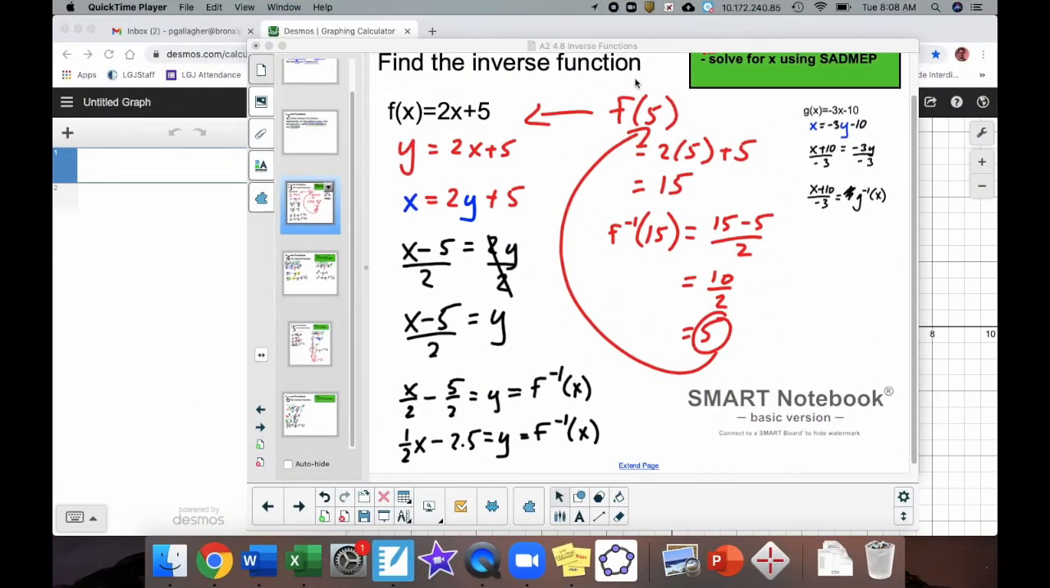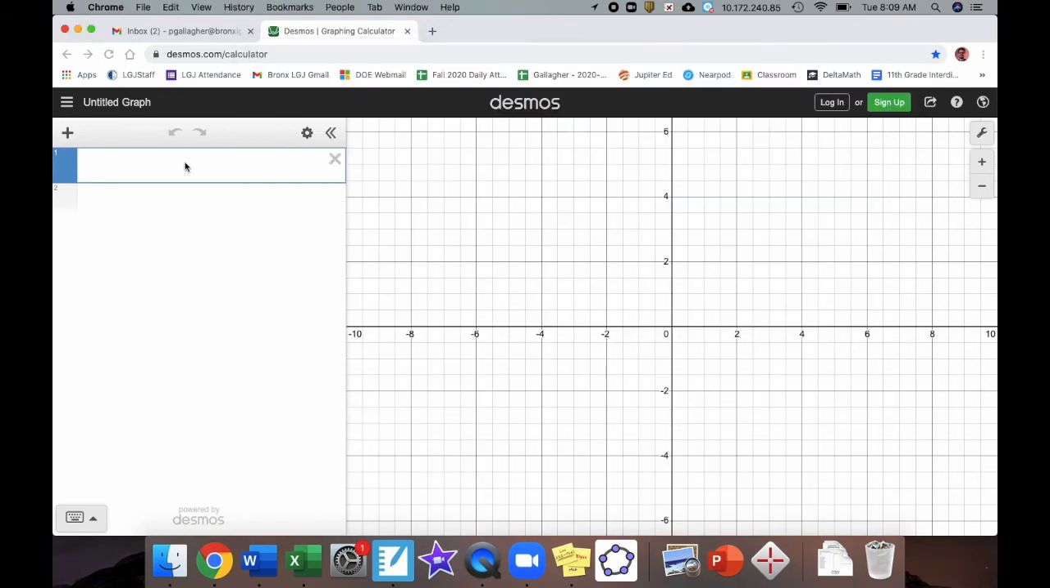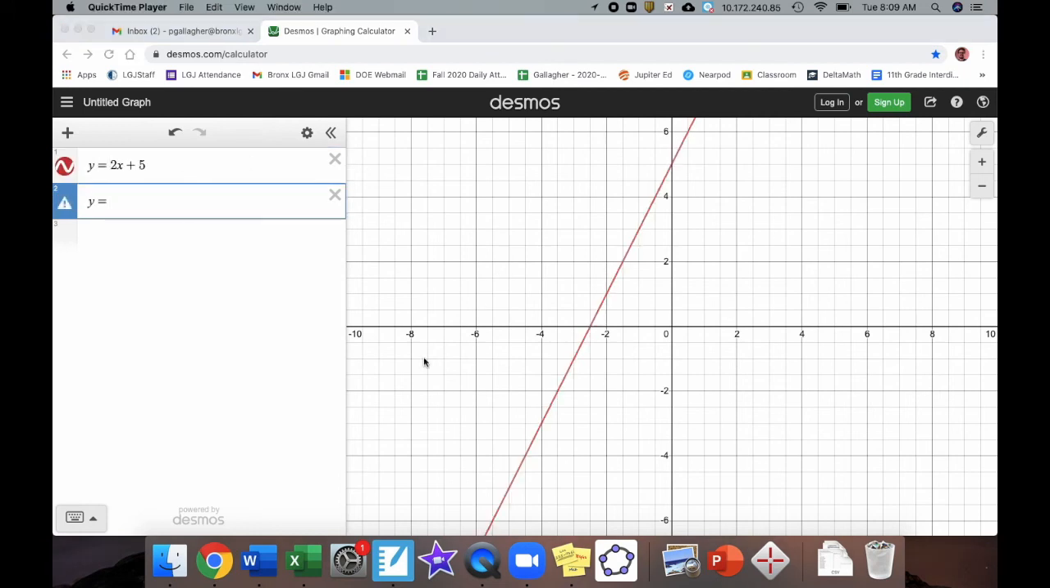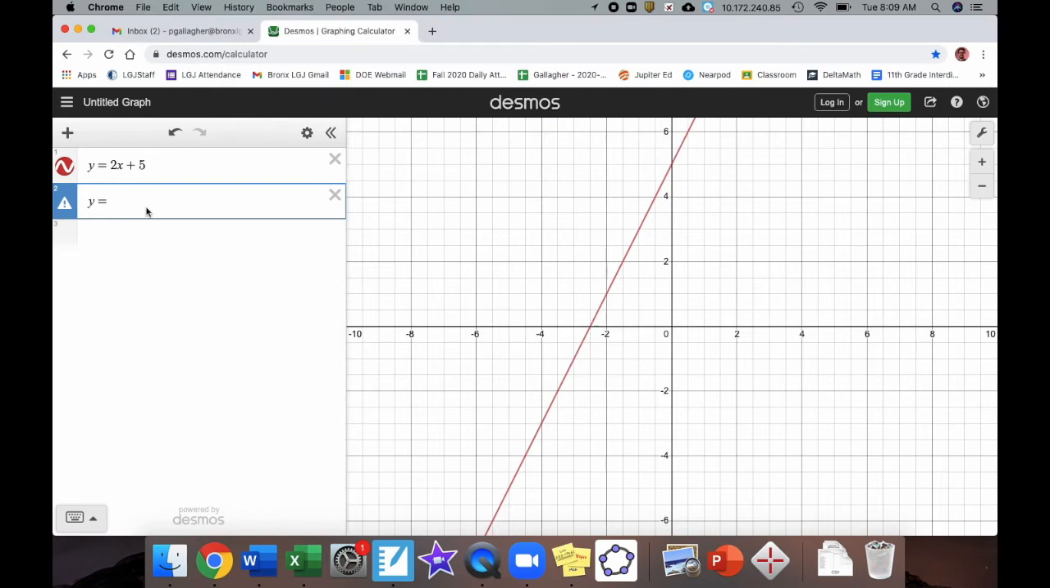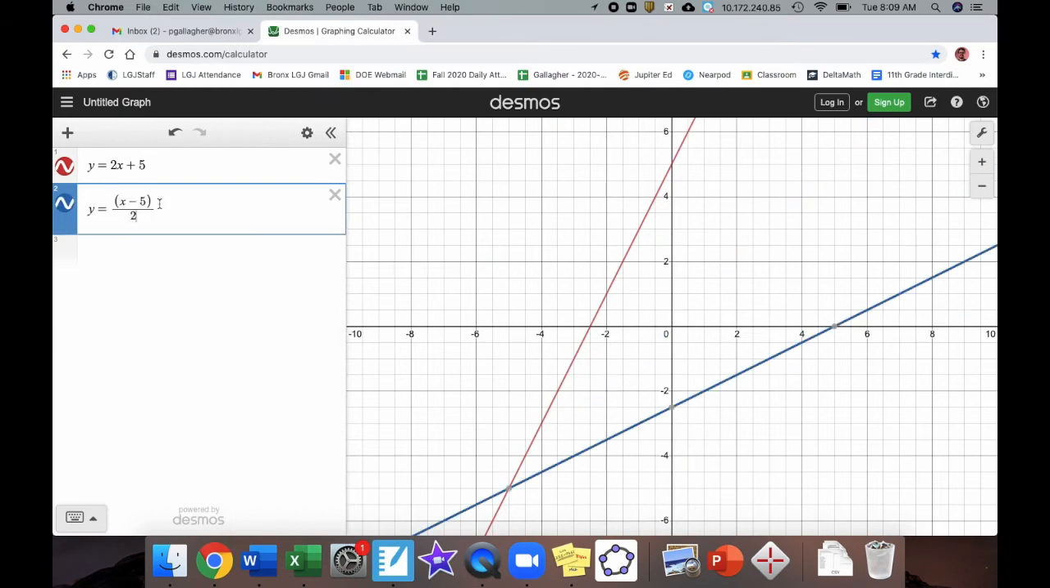And while you could do this and see if they undo each other, there's also a way you can do so graphically using Desmos. So let's take a look. I'm going to plot my original function, the 2x plus 5, and I'm just going to set it to y equals. And I'm going to do my inverse function as well. I'm going to use this one for the heck of it: x minus 5 over 2. Just make sure that it is set up the right way. x minus 5 is in the numerator, and 2 is in the denominator.